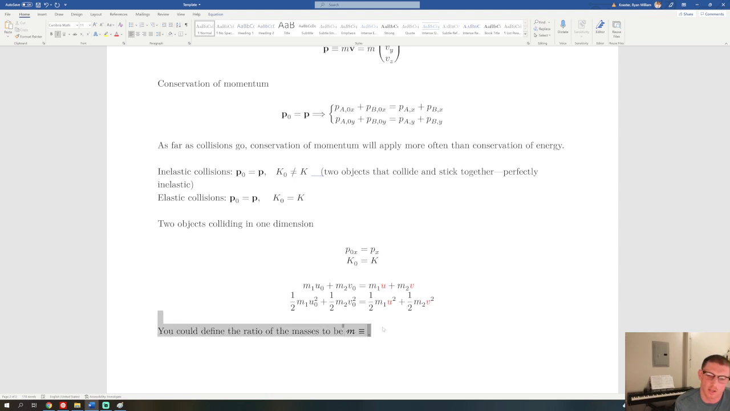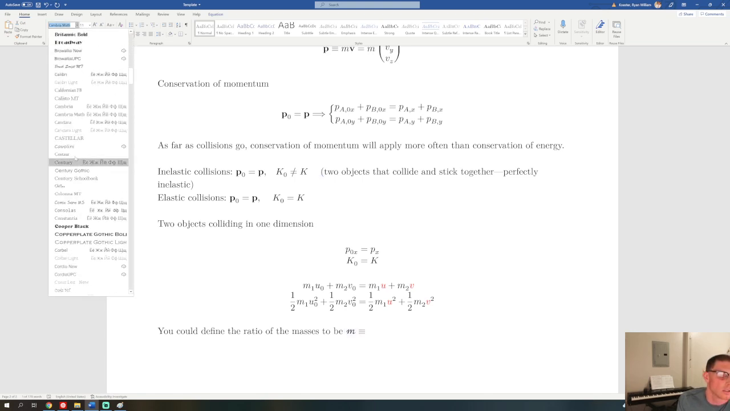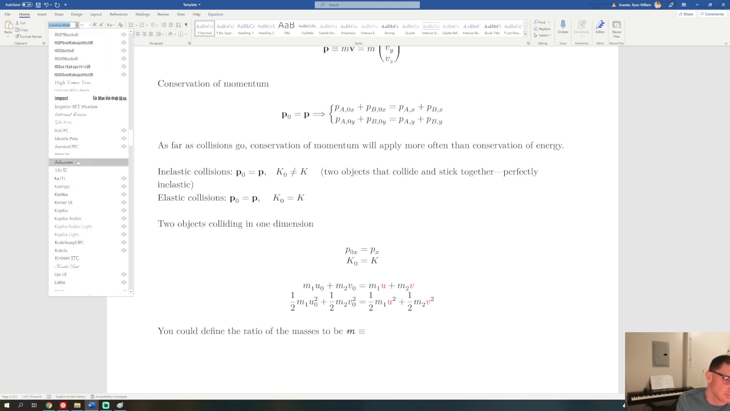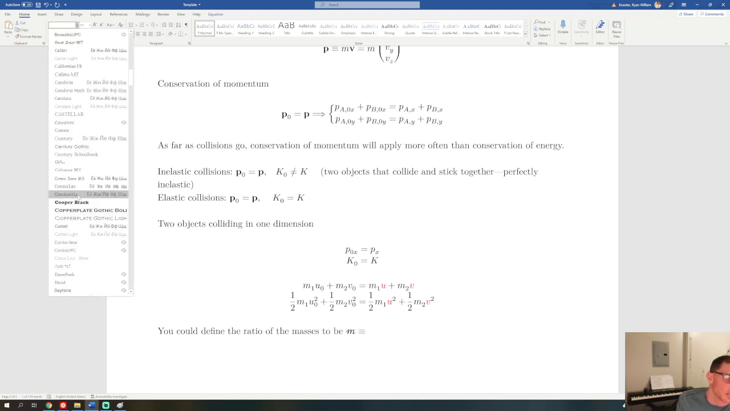Oh, why is it using this awful... Okay, let me fix this because this is going to bug me. Can I highlight this? There we go. Thank you. Yes, elastic collisions get me going too. That's not the right one. Just bear with me here.